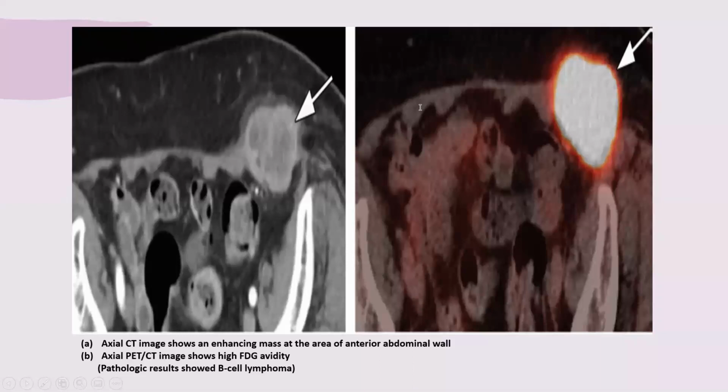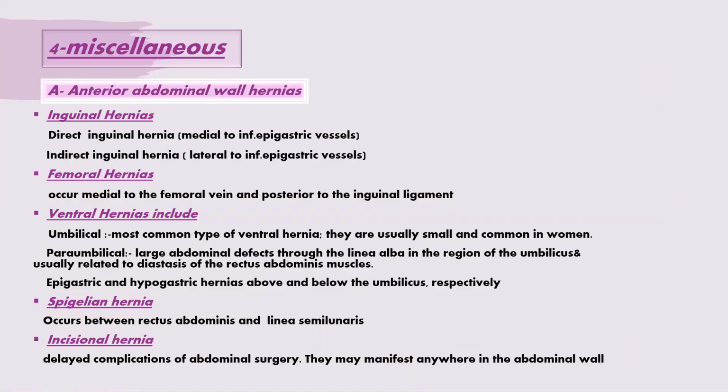We have the last division, which is miscellaneous, which includes anterior abdominal wall hernia, which are inguinal hernia, direct and indirect. The direct is medial to the inferior epigastric vessels and the indirect is lateral to the inferior epigastric vessels. Femoral hernia occurs medial to the femoral vein and posterior to the inguinal ligament.